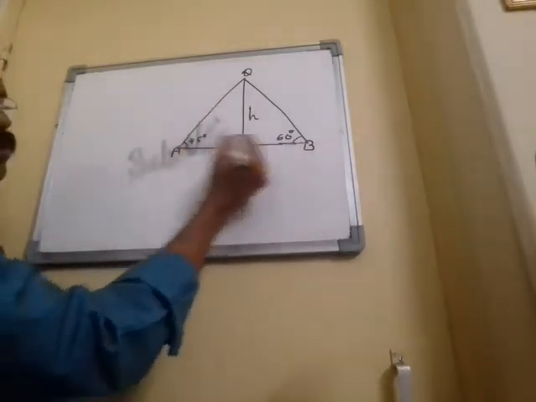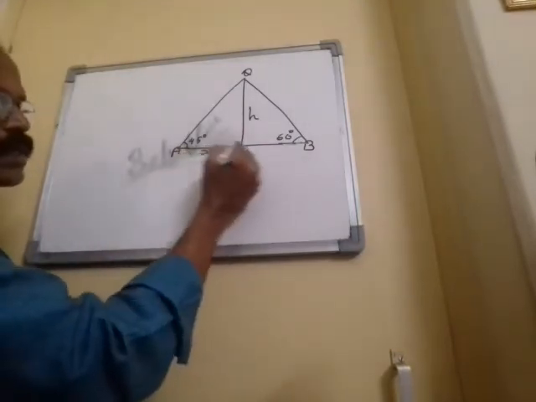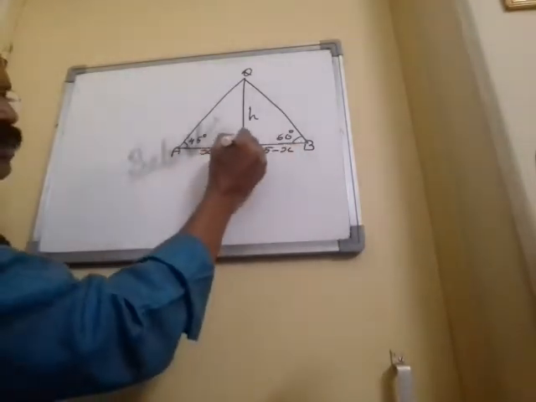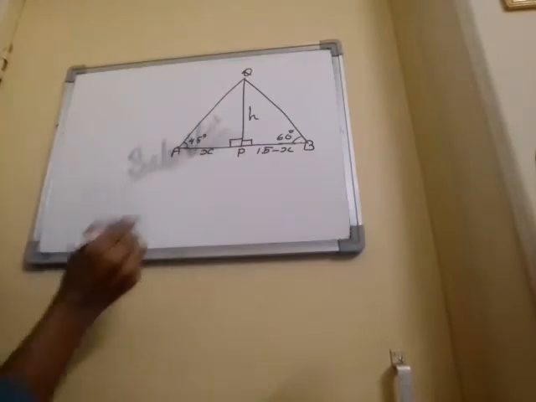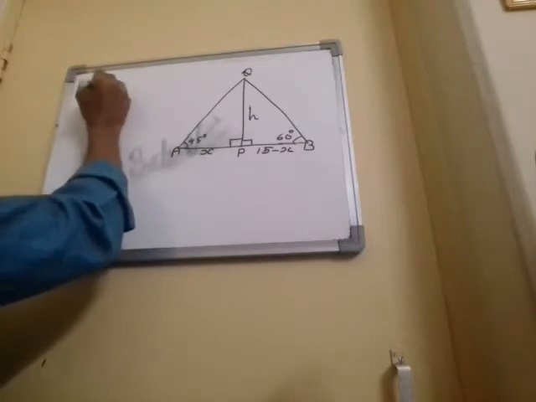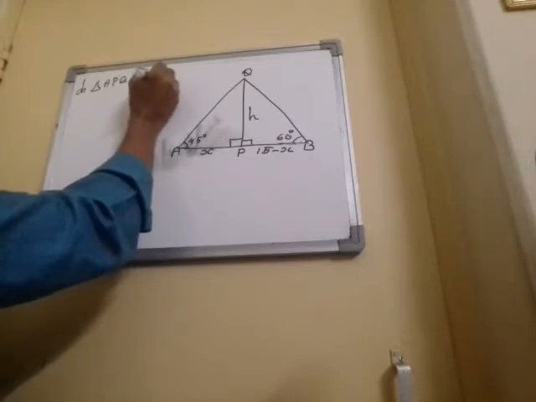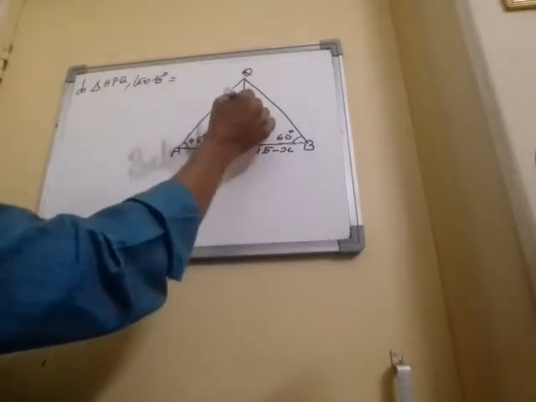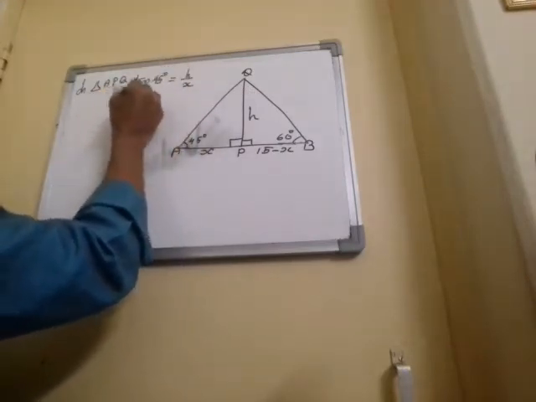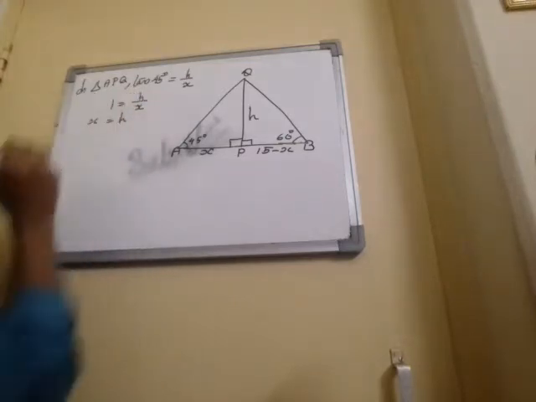So here the distance between A and B is given 15 meter. So if I take this as x, here it is 15 minus x. So the pillar is perpendicular to the earth. So consider the triangle APQ. So in triangle APQ, tan 45 equals perpendicular by base, h by x. But tan 45 is 1, so it is h by x. So x equal to h, cross multiplication.